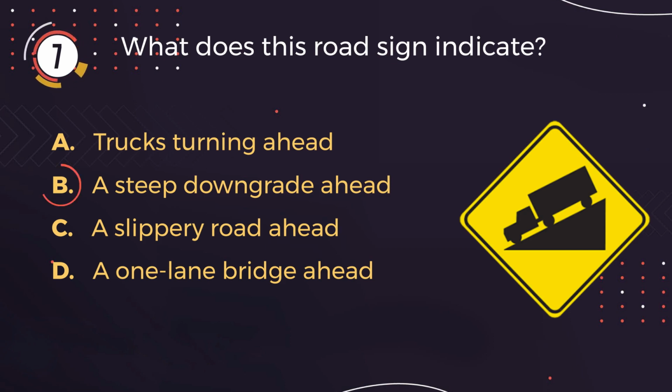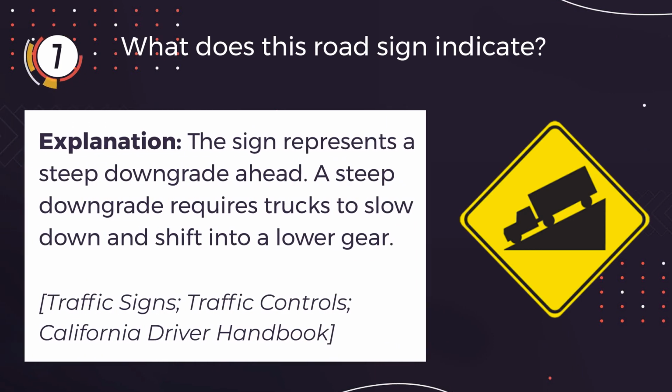The correct answer is B. A steep downgrade ahead. Explanation. The sign represents a steep downgrade ahead. A steep downgrade requires trucks to slow down and shift into a lower gear.